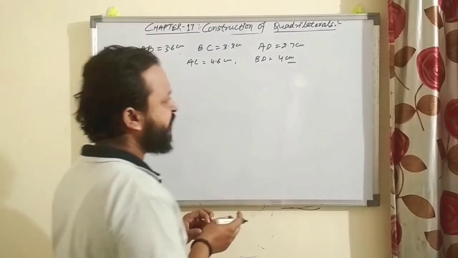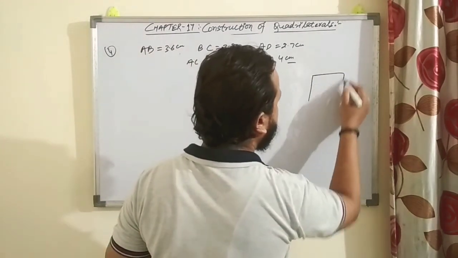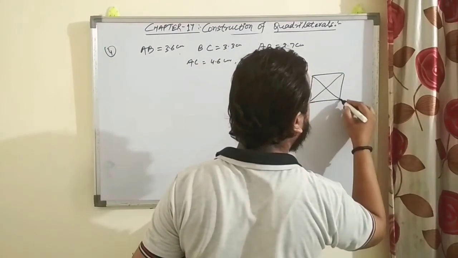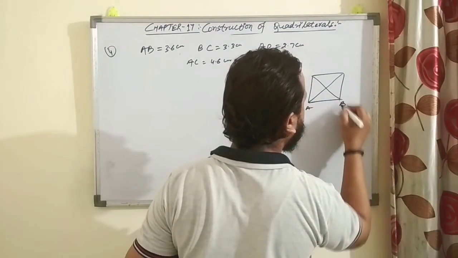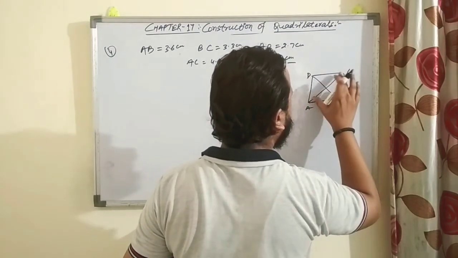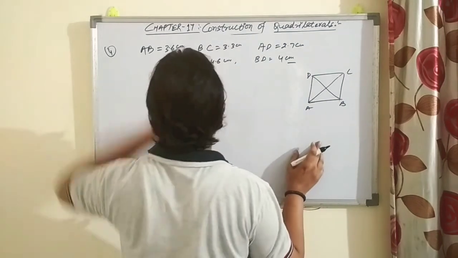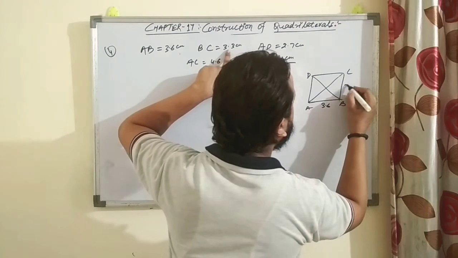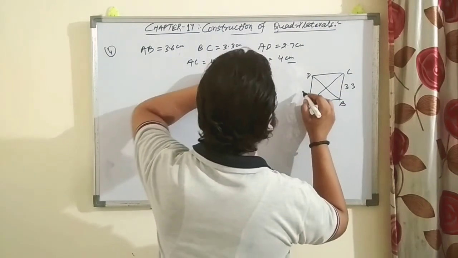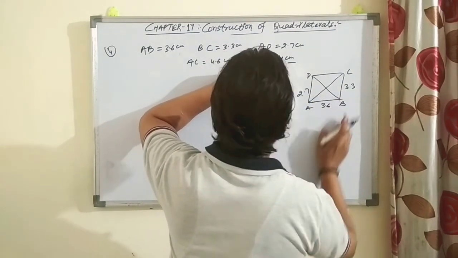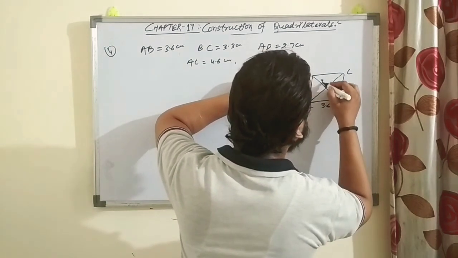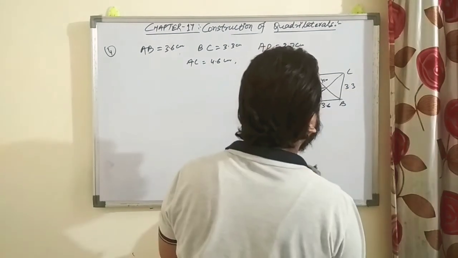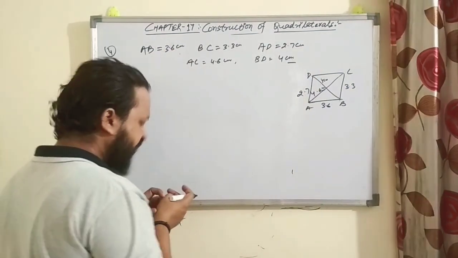So just make a rough diagram, right? Suppose this is a quadrilateral A, B, C and D. This is AC and this is BD. So AB is given as 3.6, BC is given as 3.3, AD is given as 2.7. Length of BD is 4 centimeter and this AC is 4.6 centimeter, right? The length of DC is not given.